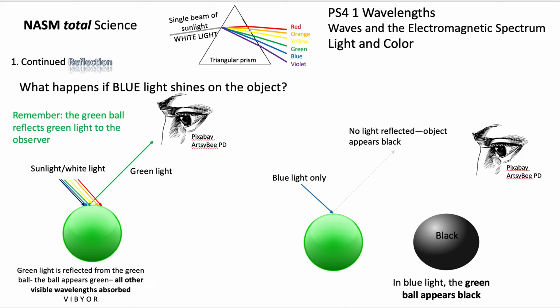And then, out of interest, looking back at a green ball, if only blue light were to hit the green ball, it would be absorbed, and the ball would appear to be black. So it's not just the colour that's reflected, yes it is, but it's also what types of wavelengths of light are hitting and maybe being absorbed by the ball.